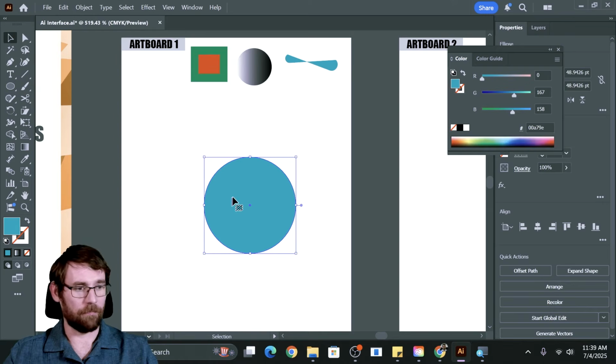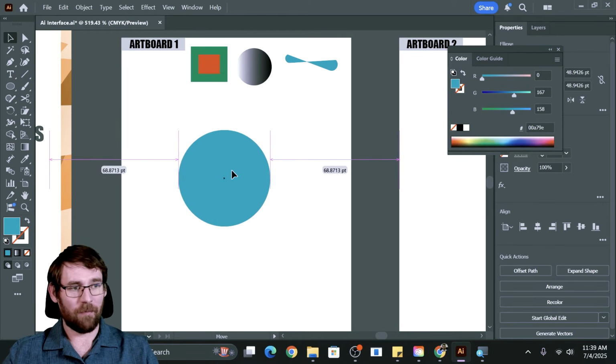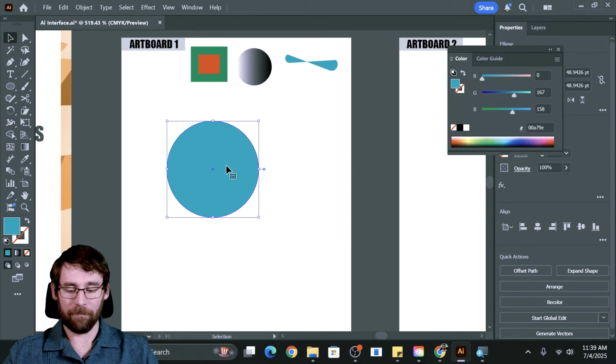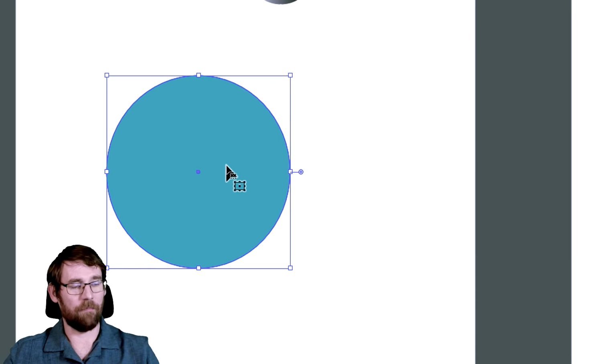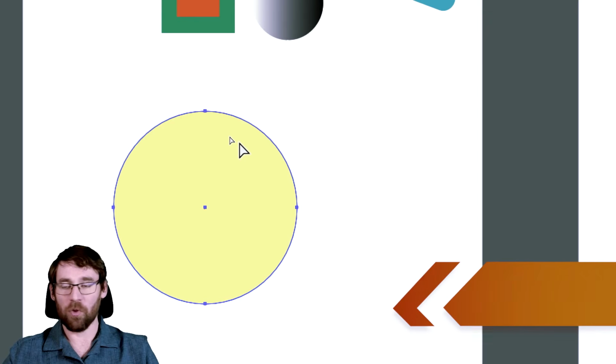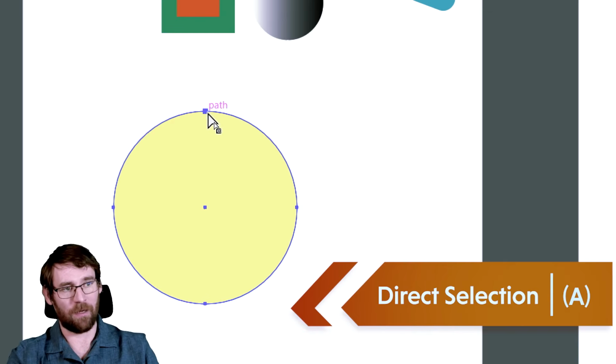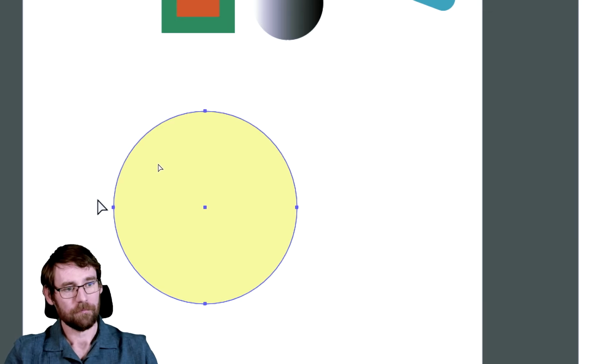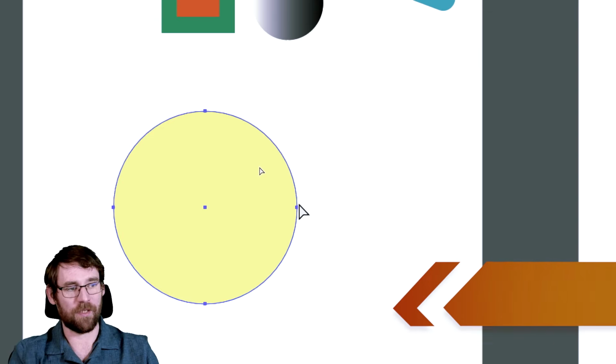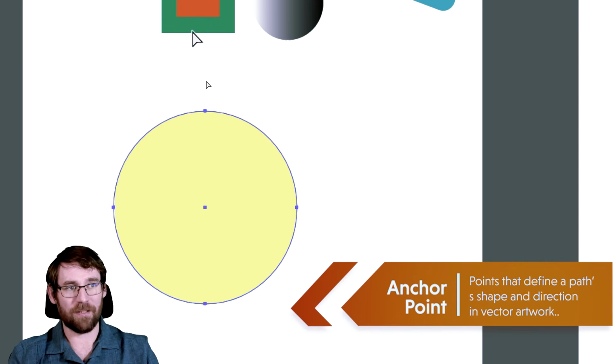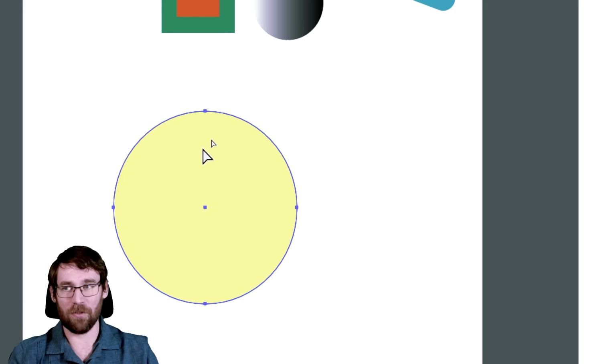Good. I'm going to hit V, and I'm going to move that shape up a little bit, and I'm going to zoom in on this one again. All right, I'm going to hit A on my keyboard to get my direct selection tool again. I want to see the anchor points. Now, just like with the square, I have 4 anchor points here. But why is it that the square is square and that this one is circular? There's a big difference between these two, but they only have 4 anchor points.